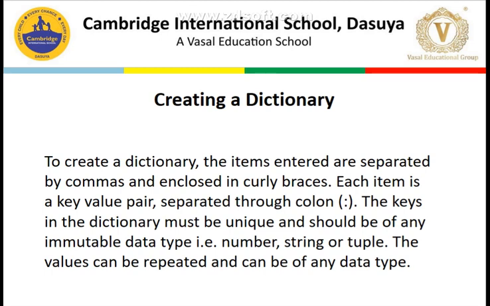Each item is a key value pair separated by a colon. The keys in the dictionary must be unique, and this is the important thing. The key should be unique and of an immutable data type. Immutable means a data type that we cannot make changes to, like numbers, string, or tuple. The values can be repeated: keys cannot be repeated, but values can be repeated and can be of any data type.